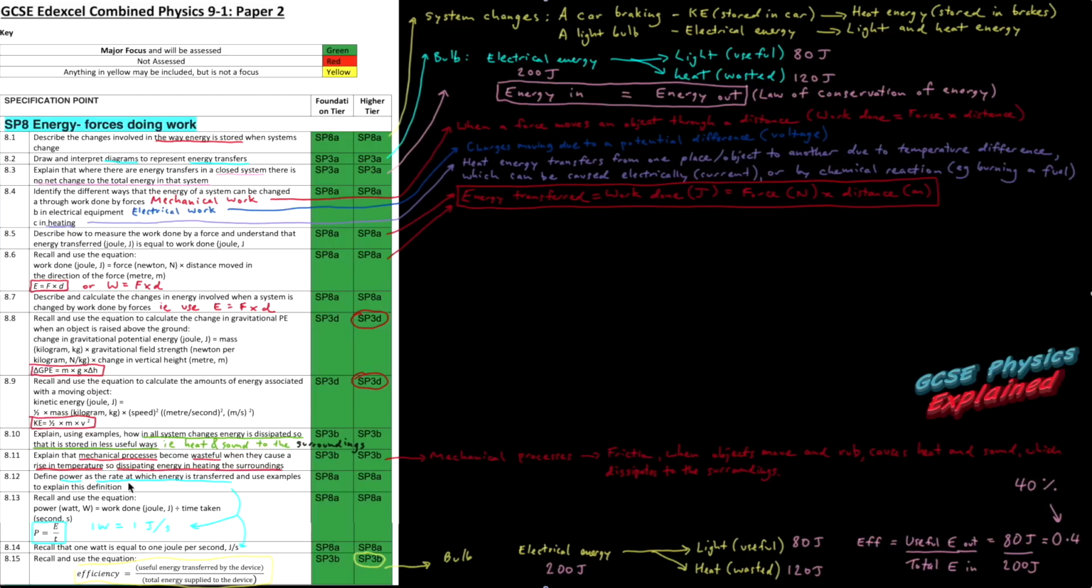Define power as the rate at which energy is transferred and use examples to explain this definition. For example, that ties straight in with this equation: power equals energy transferred over time. Power is measured in watts, energy is measured in joules and time is measured in seconds. So 1 watt is equal to 1 joule per second.